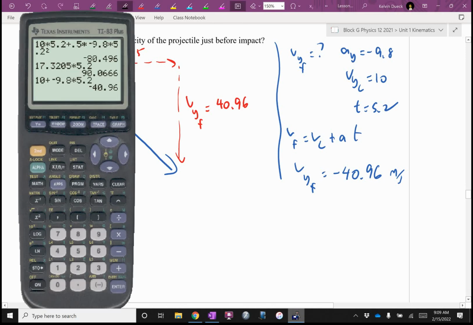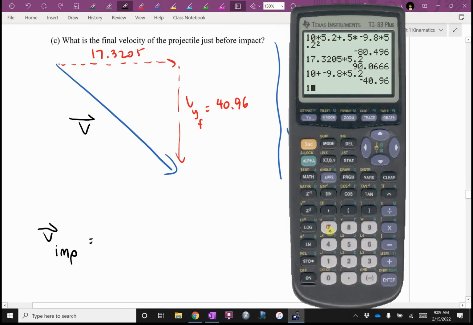It's going to be 17.3205 squared plus 40.96 squared. Oh, that's fast. Oh, square root, Mr. Dewick, square root. And I get 44.5.